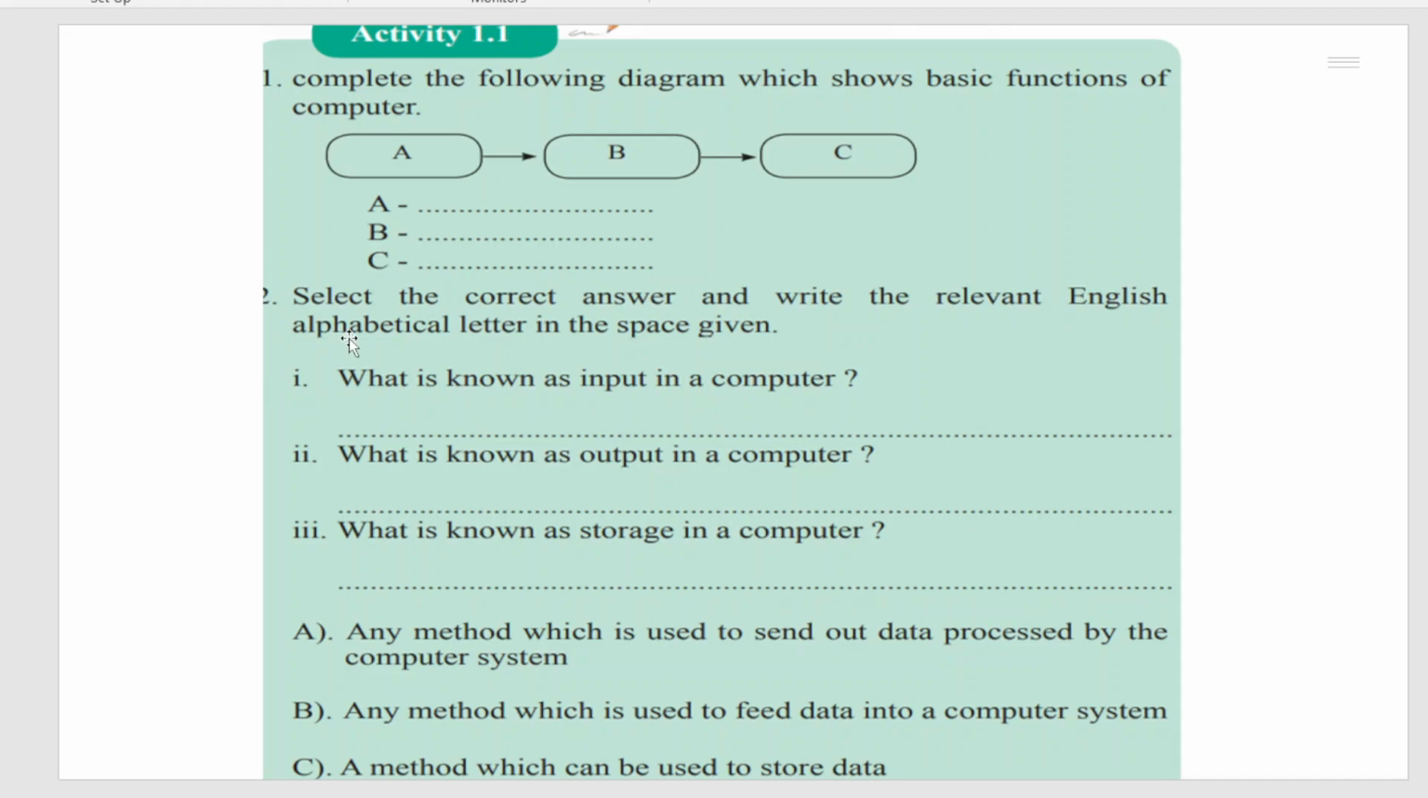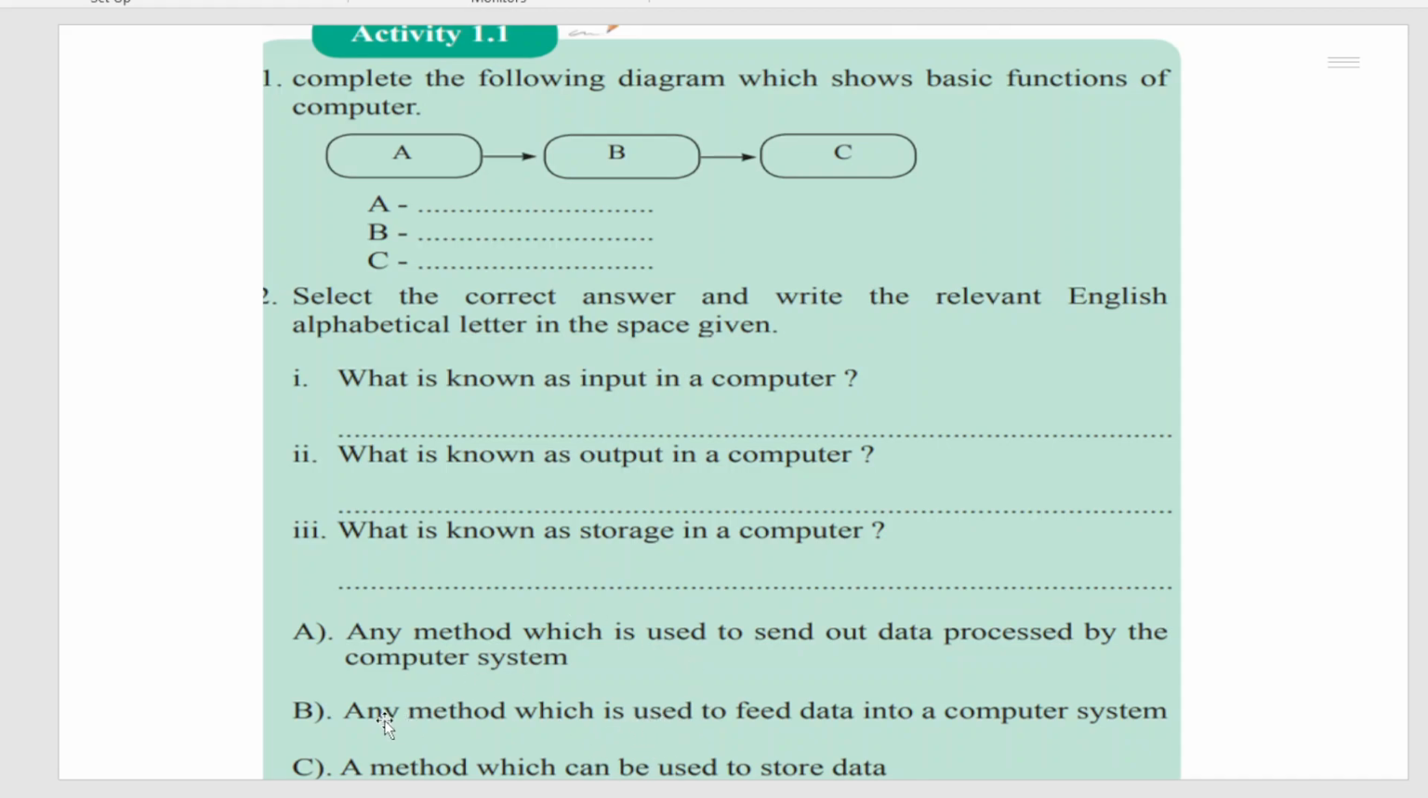Select the correct answer and write the relevant English alphabetical letter in the space given. Okay, in here can you see they have given 3 statements, no? They are indicated by alphabetical letters. So you have to put the alphabetical letter according to these questions. First sub question is what is known as input in a computer?